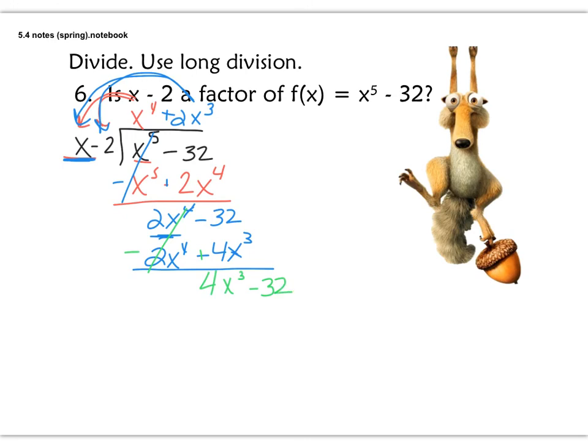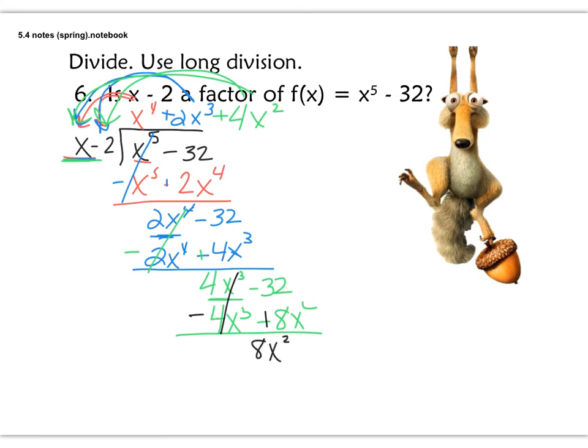And we start over. What do you multiply x by to get 4x cubed? Well, you multiply by a positive 4x squared. Distribute. So we get 4x cubed minus 8x squared. Change your signs. Those will cancel. Not like terms. And we have 8x squared minus 32.